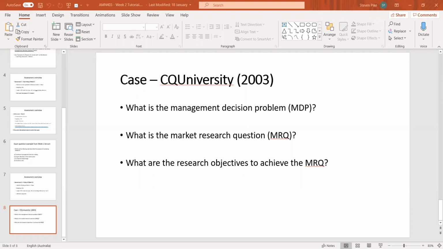It's important to note that that rationale, the MDP, can only come from what's written in this case. You can't make any assumptions from outside this case. There's no references required. You don't have to Google any other documents. The management decision problem can only come from what's written in this case.